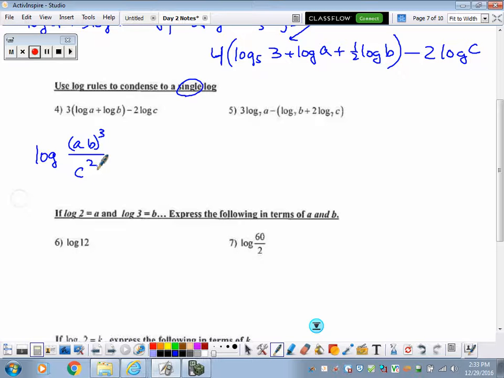Number 5, again, a single log, and it's base 7, and I have a fraction bar. The denominator has a b and a c, but the c is squared because there's a 2 out in front, and the numerator is 8 to the 3rd.